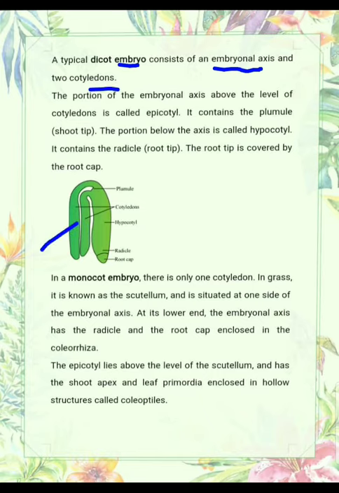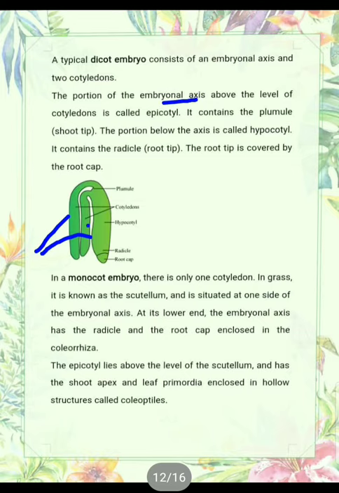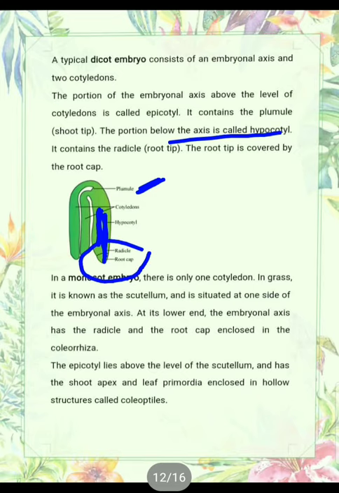See in this diagram, these two are the cotyledons, this one and this one, and it has an embryonal axis. The portion of the embryonal axis above the level of the cotyledons, this portion, is the epicotyl, and it contains the plumule. This one is the plumule, which helps in the formation of shoot. The portion below the cotyledons, this portion, is the hypocotyl, and it contains the radicle and root cap.